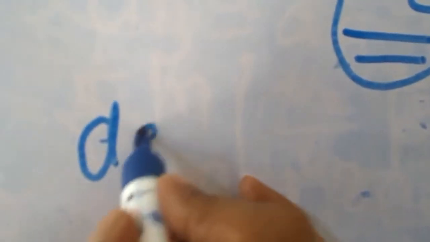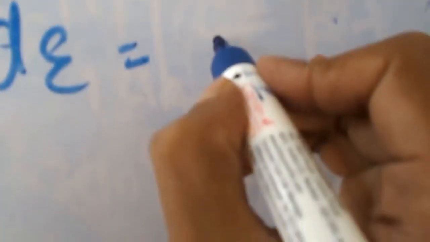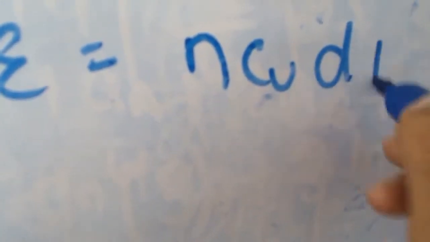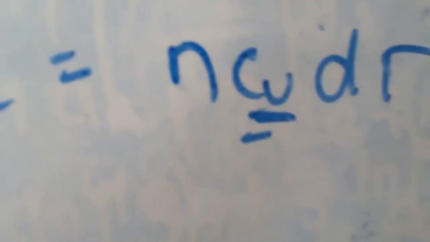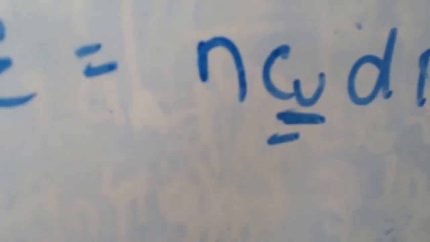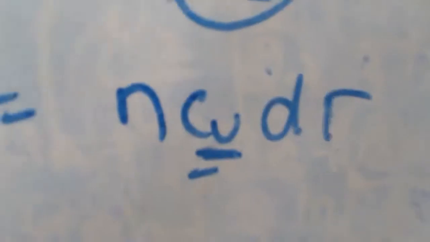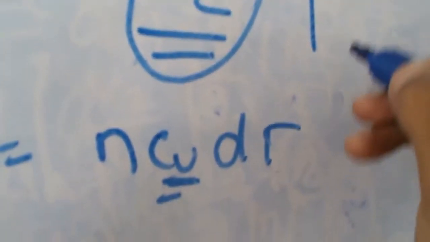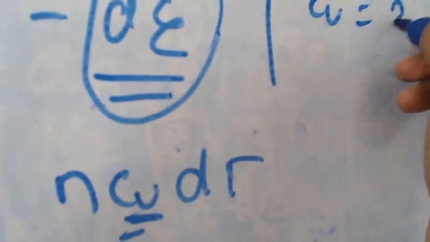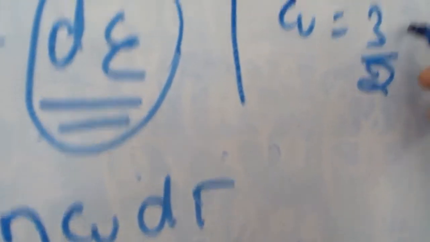And dE should be written as n Cv dT. For a monoatomic gas, Cv is equal to 3 by 2 R. It is very simple.